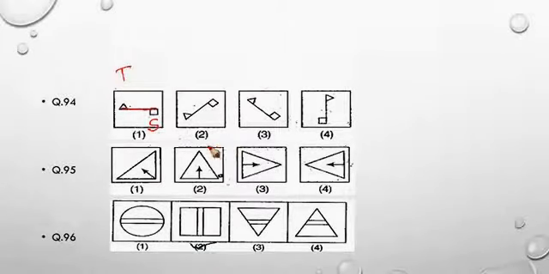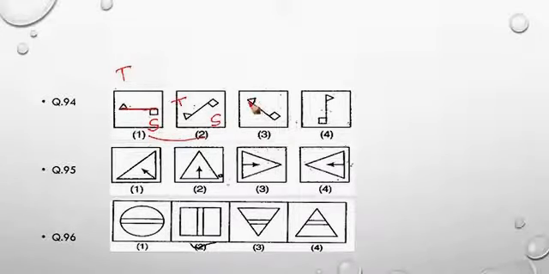In the next option, we find that there is a triangle on the upper side. On the lower side, in the extreme end of it, there is a square. So option 1 and 2 are looking similar. Let's check option 3.